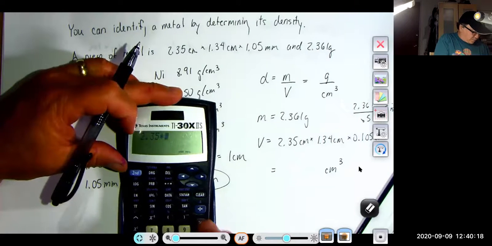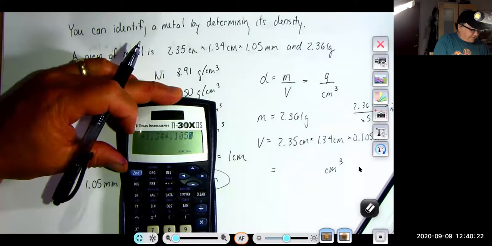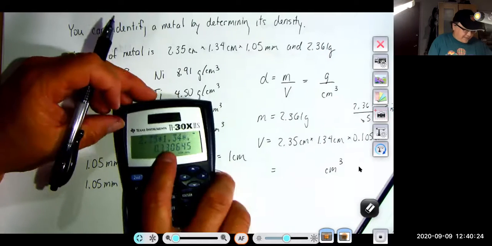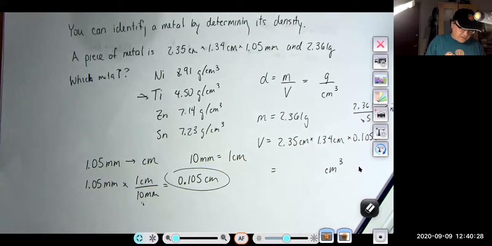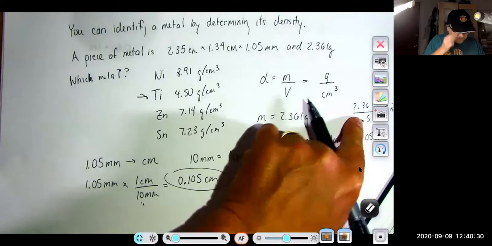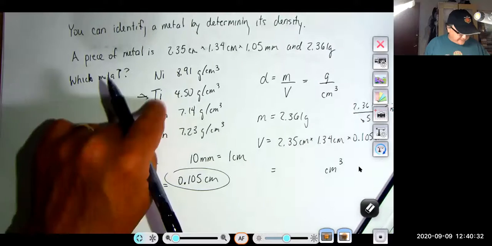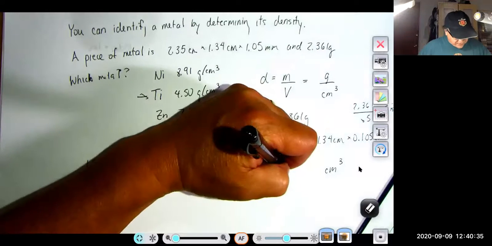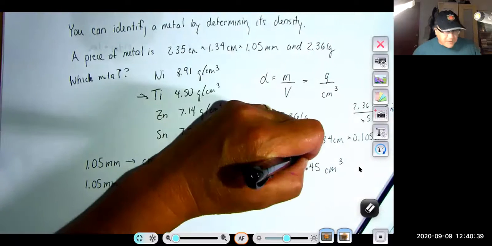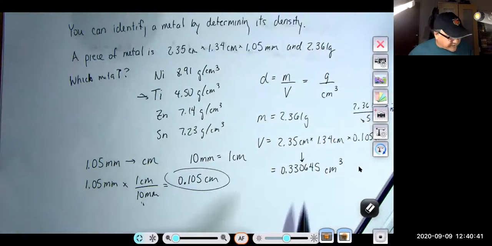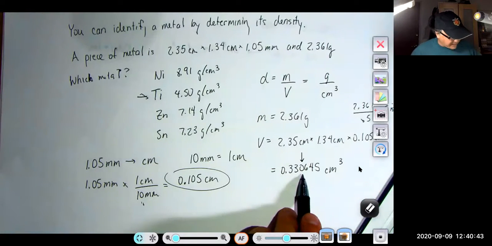2.35 times 1.34 times 0.105. Then we get 0.33. And I had 5, so I'm off. I might not be close on 10. So we get the volume is 0.330645. And I'm putting my little arrow pointing at the 0 because that's where I would round to if I were done, but I'm not done.